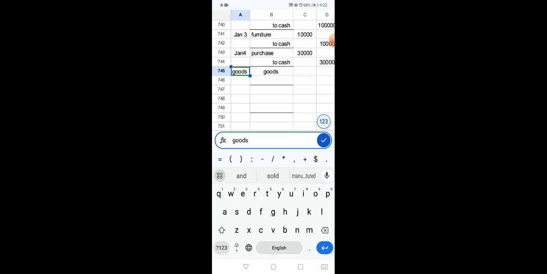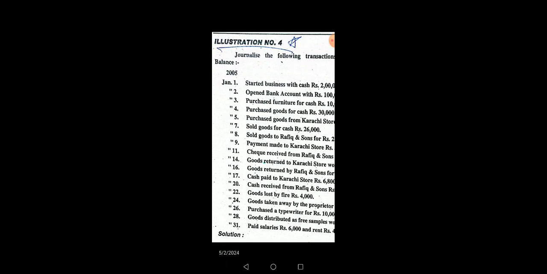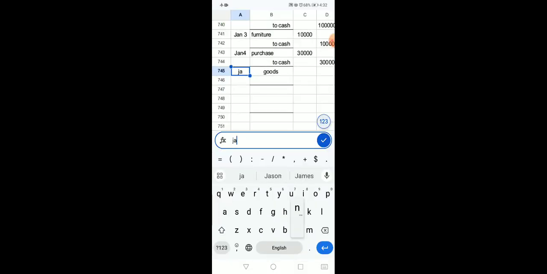And we were supposed to write the date at this place. After January 4, we have January 5. Put the date over here as January 5. We were supposed to write goods over here, but in accounting, as you know, we do not write goods; in place of goods, we write the working. What working are we doing? We are buying, so you will mention it's a purchase.